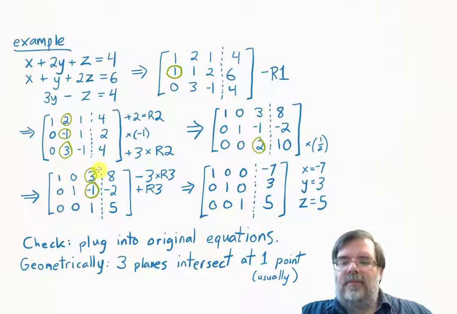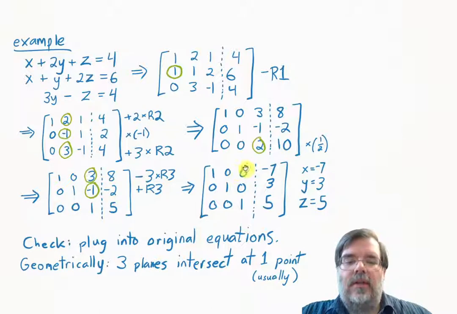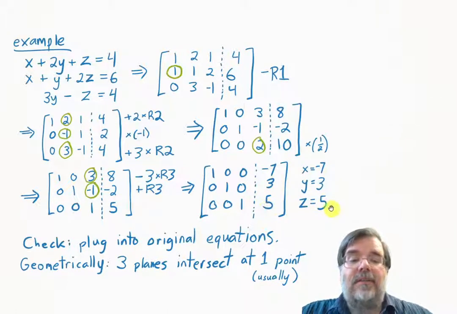So, let's see. Here, I'm still going to have a 1 and a 0. Then 3 minus 3 times 1 is 0. And 8 minus 3 times 5 is 8 minus 15, which is negative 7. And for this row, we'll have negative 1 plus 1 is 0. And negative 2 plus 5 is 3. At this point, we're in reduced row echelon form. We can read off the solution. X is negative 7, Y is 3, and Z is 5.